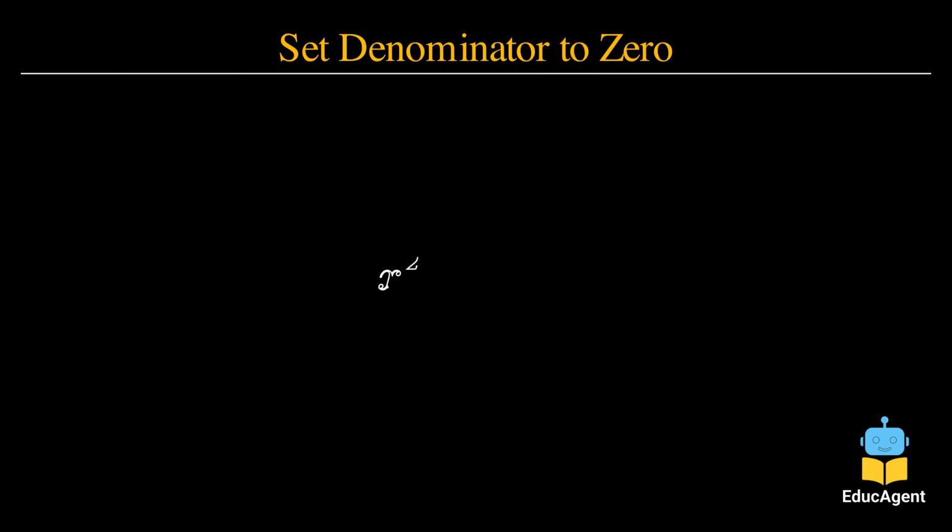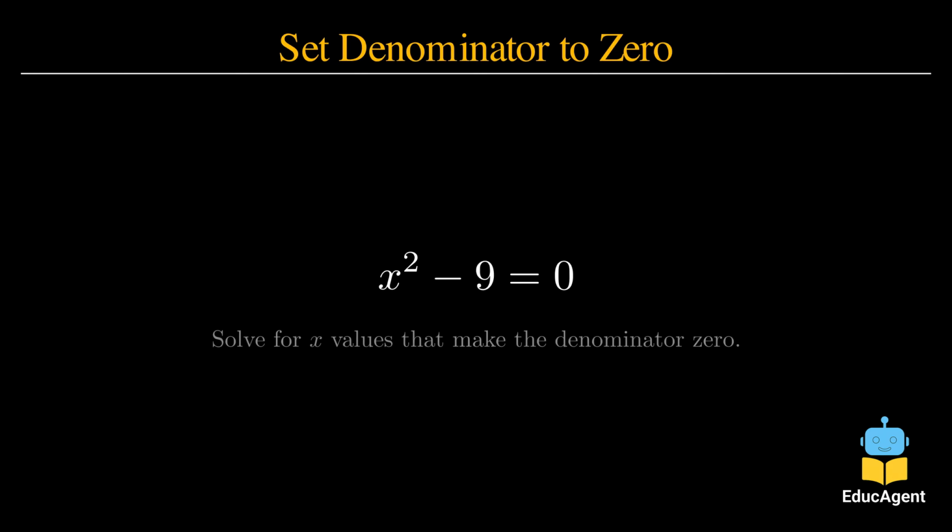To find the forbidden inputs, we set the denominator equal to 0 and solve. Any solution we get here must be excluded from the domain.